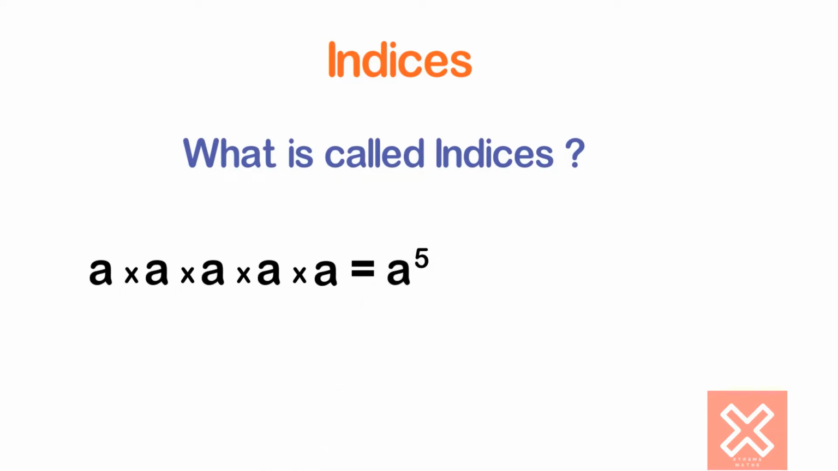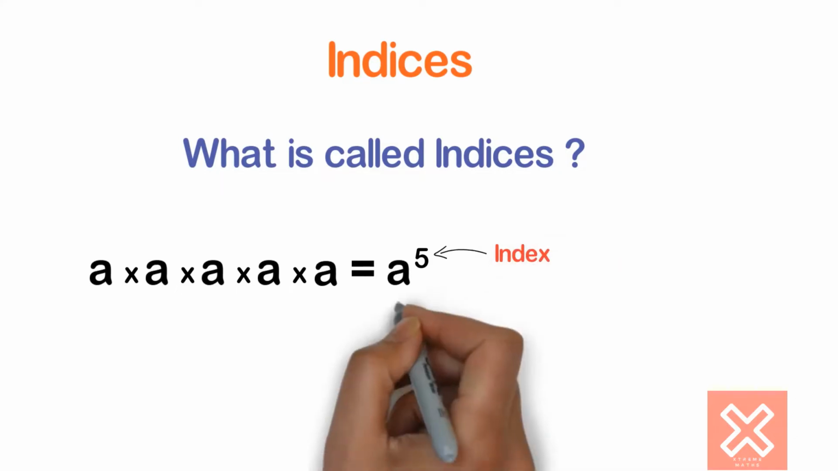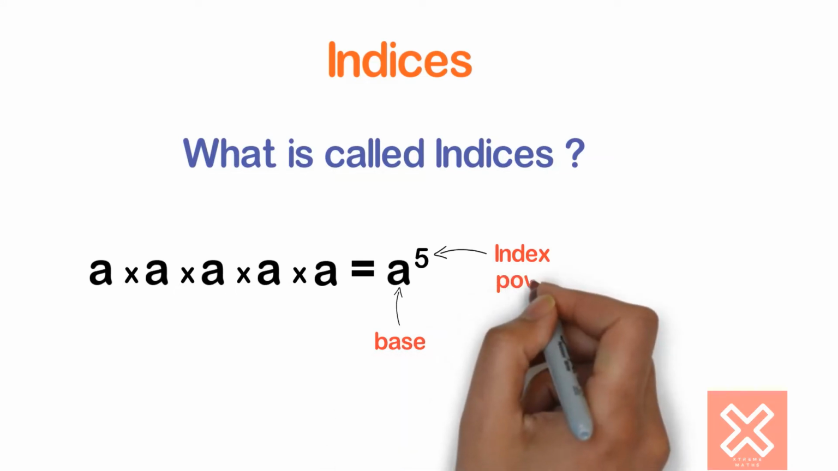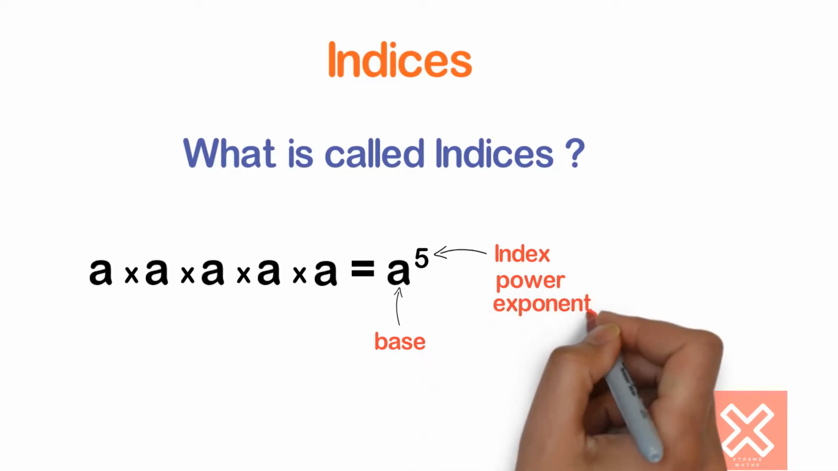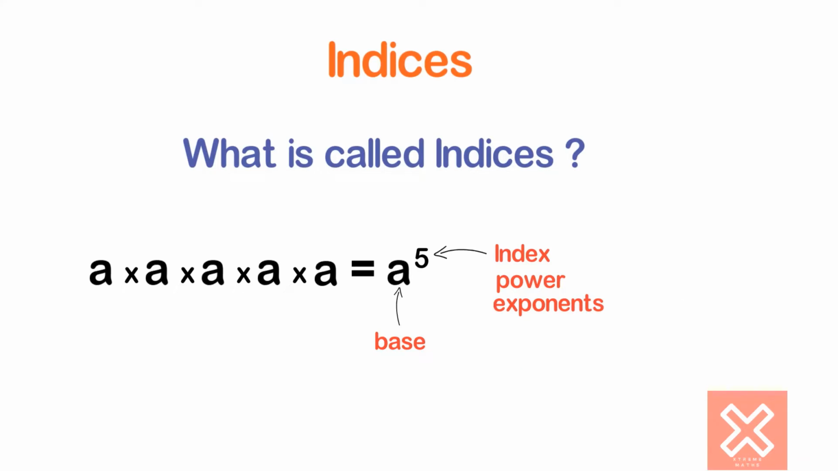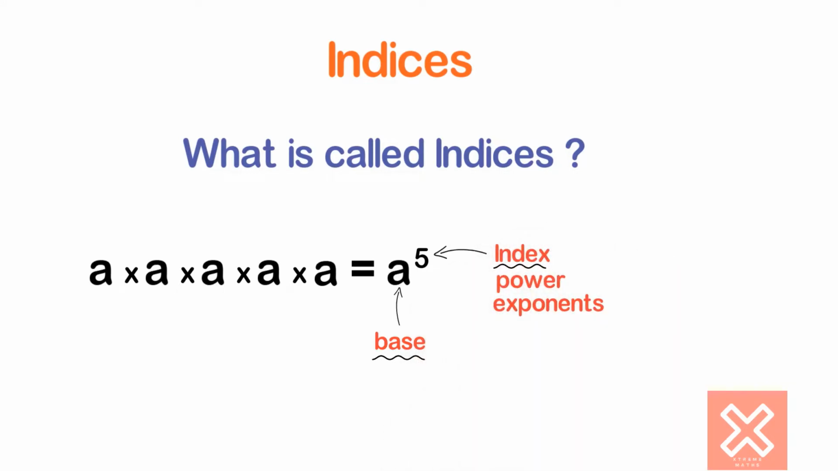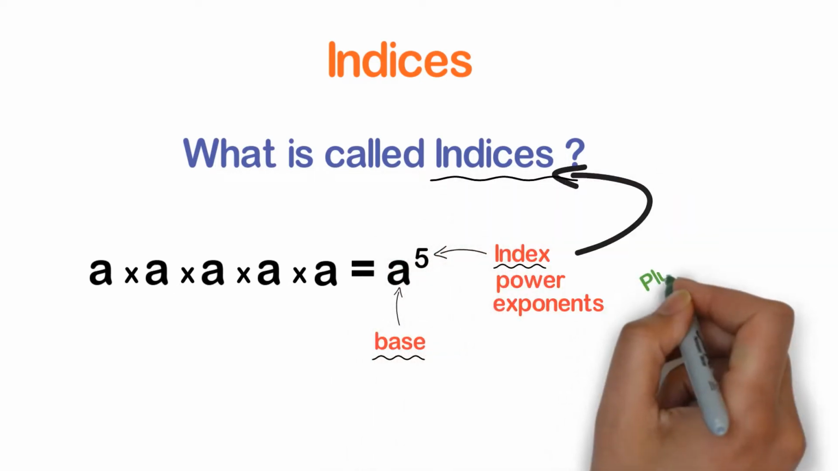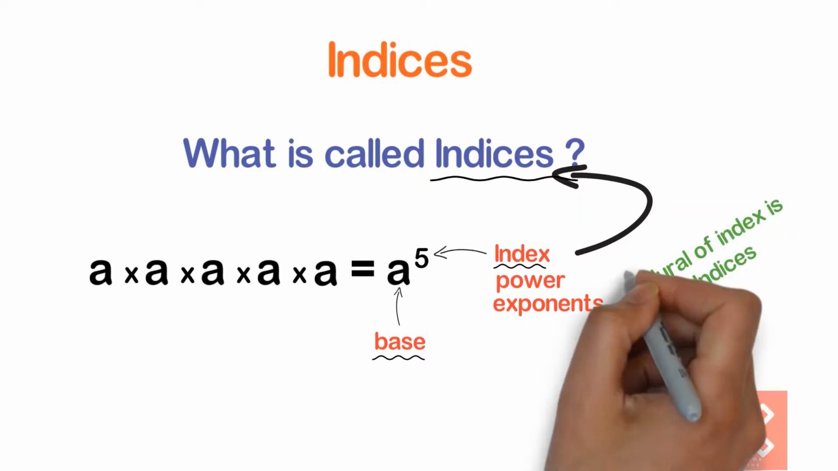Here this 5 is the index and this is the base. There is another name for index, power, and another name for this is exponent. But in indices, we are using these two names, base and index. Index is the singular and the plural of index is indices.